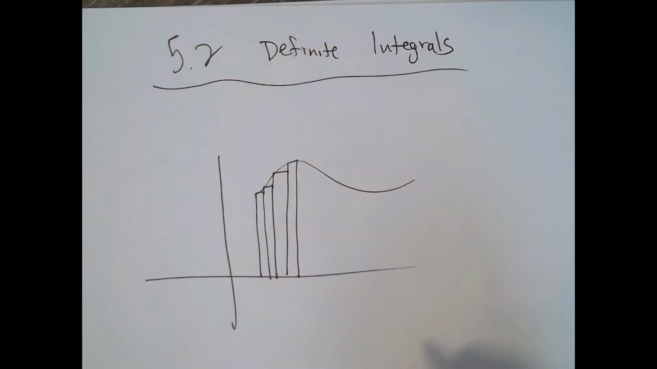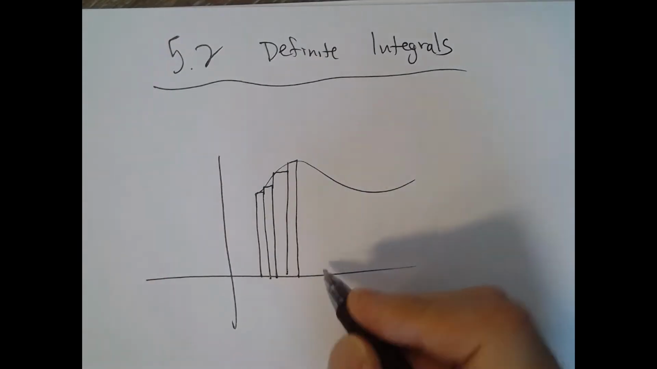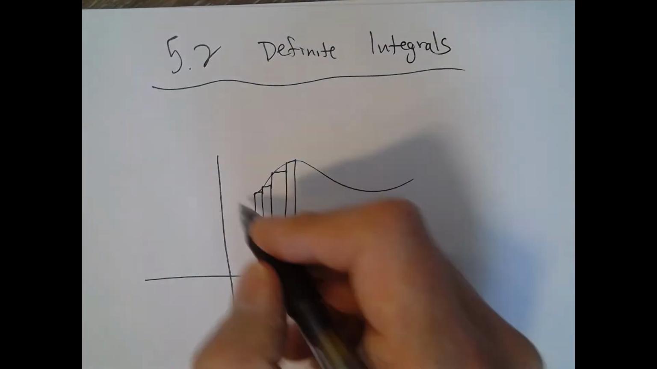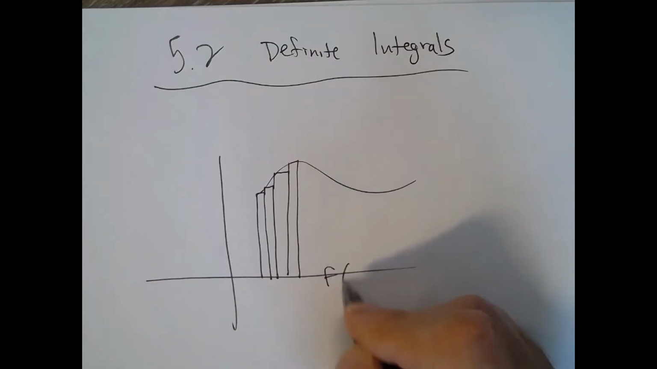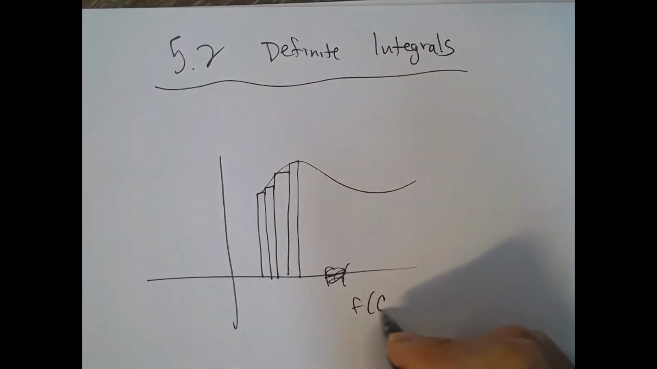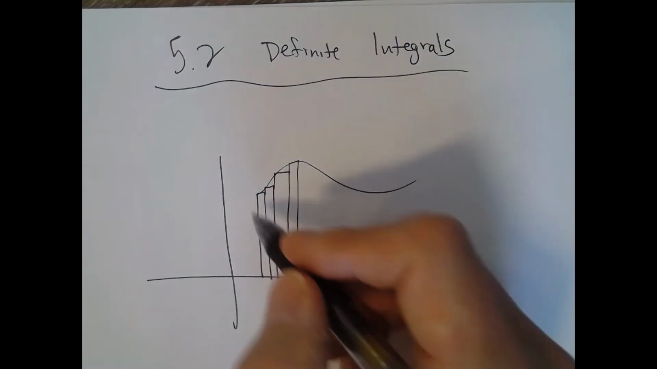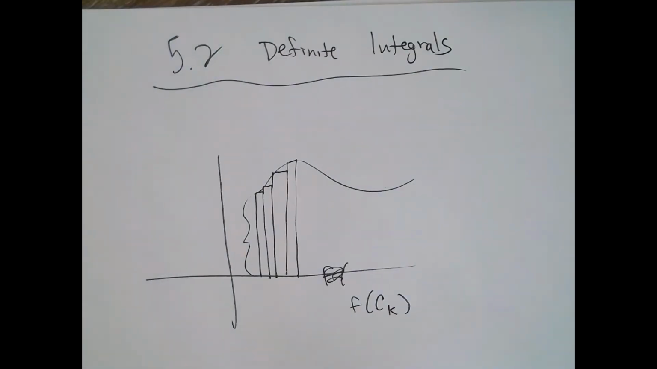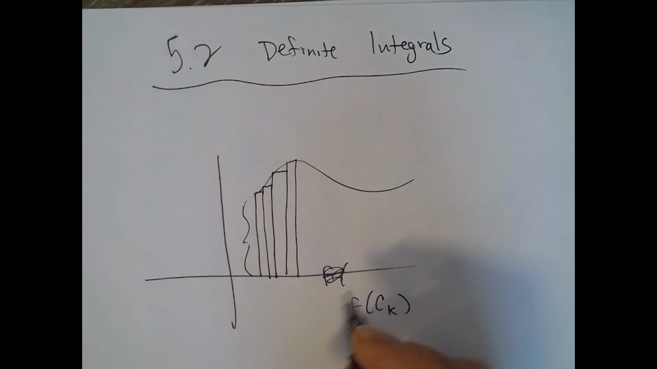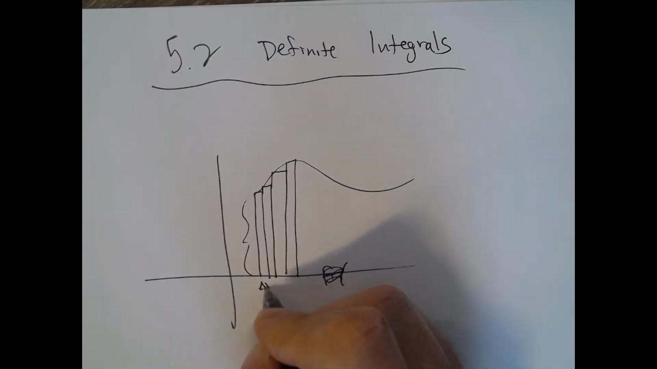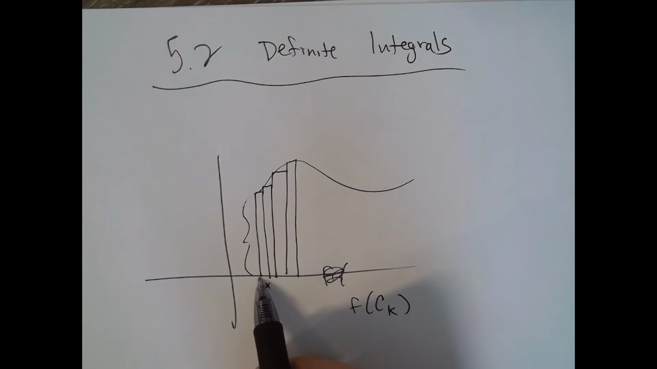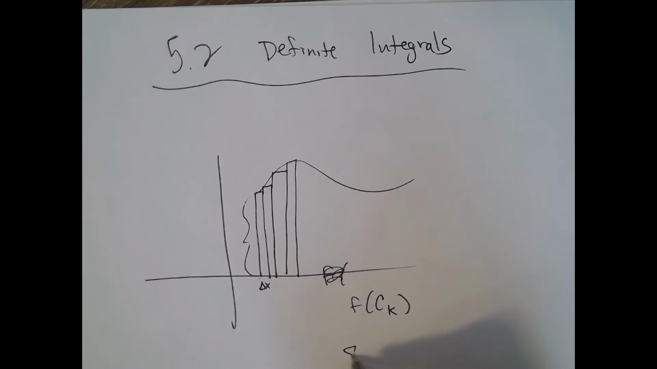If each individual rectangle's height is f of c sub k, that's the notation, that's how high up it is. And each individual width of the rectangle is change in x or delta x. We went from this x to that x, from that x to that x. I'll do it using k's: f of c sub k times delta x sub k.